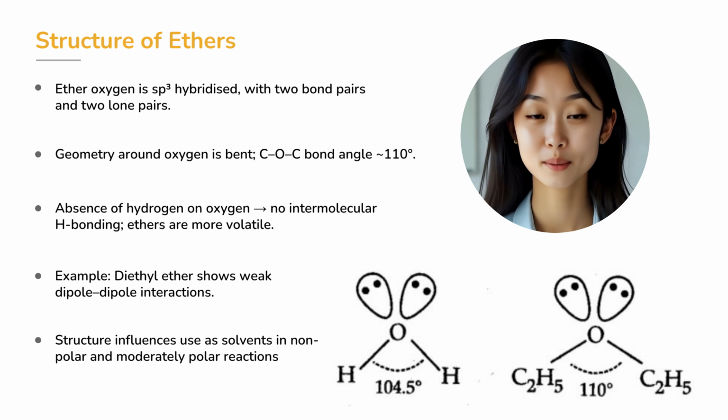But here's the catch. There is no hydrogen bonded to oxygen. That means ethers cannot form intermolecular hydrogen bonds like alcohols do. The result? Ethers are more volatile and have lower boiling points compared to isomeric alcohols. For example, diethyl ether, once used as an anesthetic, is highly volatile and evaporates quickly. On screen, look at the structure of diethyl ether. Oxygen with lone pairs, 2 ethyl groups on either side, and the bent geometry. This small structural detail explains a huge difference in physical behavior.